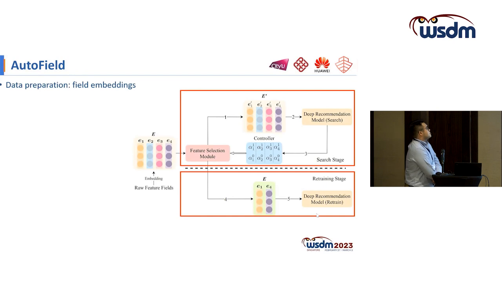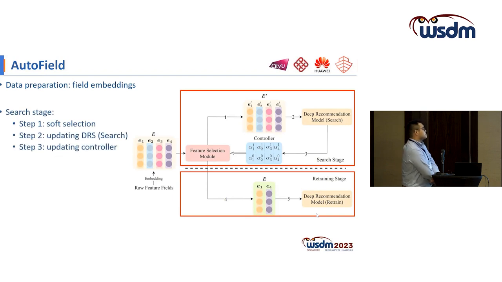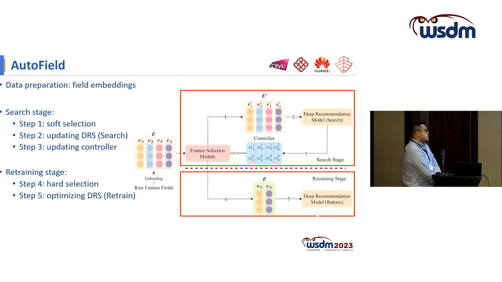And in the search stage, the field embeddings are first input to the controller, and the controller first generates a soft selection result, and inputs the soft selection result to the deep recommender systems. And in this stage, AutoField updates the deep recommender systems and the controller at the same time. And for the retraining stage, we should get the optimal selection result. And it is conducted in a hard selection way. And we then optimize the deep recommender systems for retraining. And it is noteworthy that we could use different models in search and retraining. In this way, we could change the backbone model very conveniently.